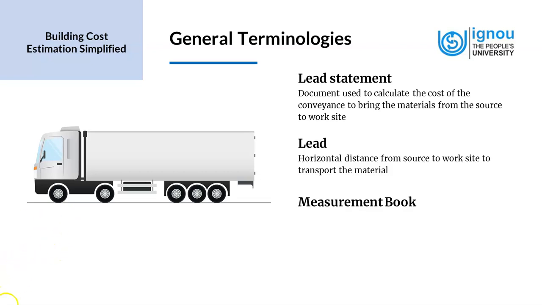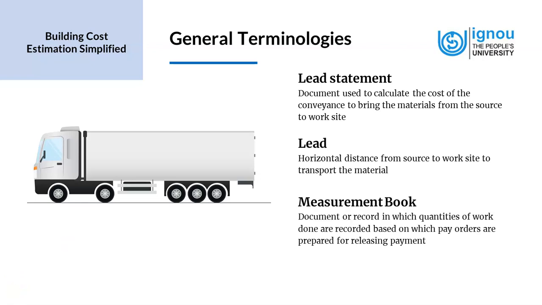Now we look at the lead. Lead is a horizontal distance from the source to work site to transport a material. So if we have a quarry where the granite is brought from, then it will be important to find out the distance to which the granite is transported. If it is being sourced from a quarry nearby, the cost would be lesser than what is sourced from a quarry that is farther away.